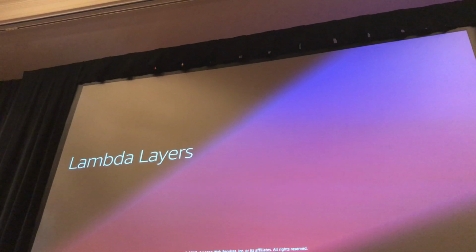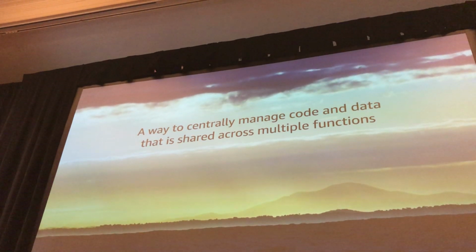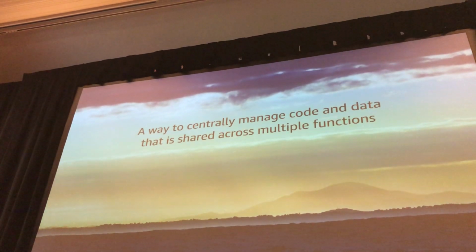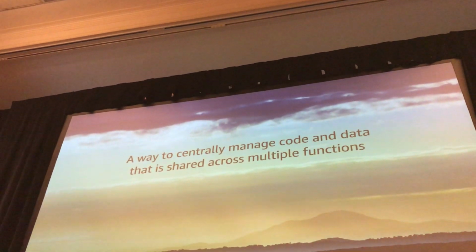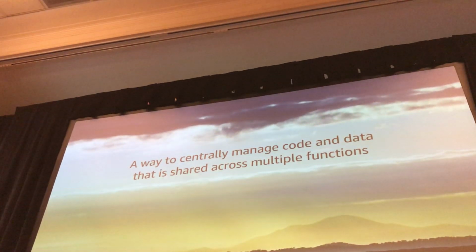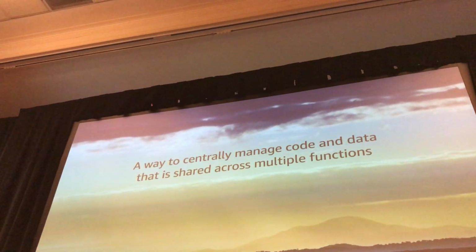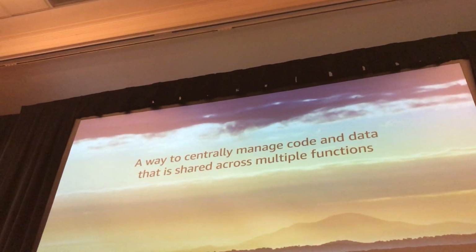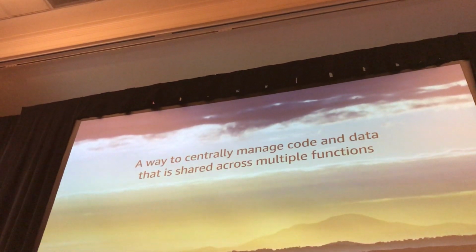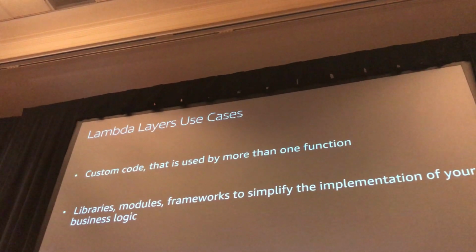So first of all, Lambda layers. Lambda layers is a way to centrally manage code and optionally also data that is shared across multiple functions. Currently, when you have, for example, the same library, the same framework that is used in multiple Lambda functions, you have to package the same library into each function. It's something that you have to do outside of the Lambda platform. With Lambda layers, we are going to simplify that.